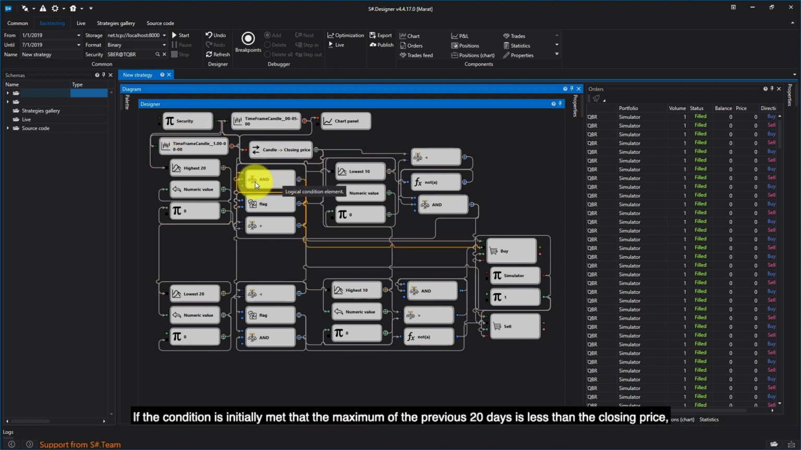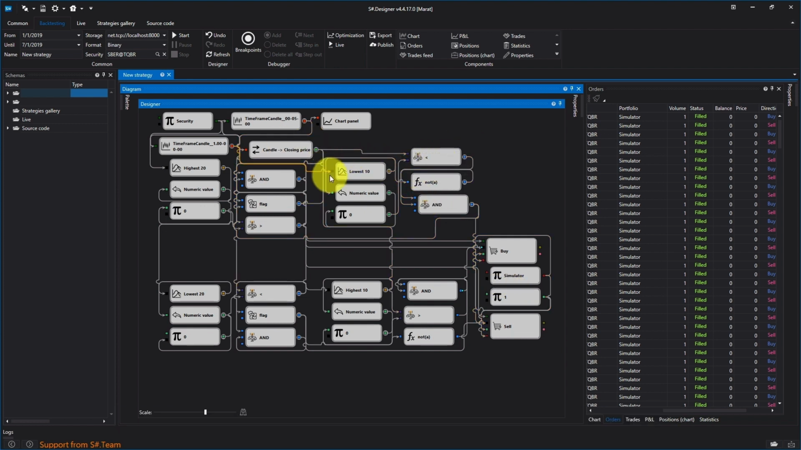If the condition is initially met that the maximum of the previous 20 days is less than the closing price, then the strategy opens a position with a buy while lowering the flag to prevent a second buy. The position is closed if the minimum of the previous 10 days is higher than the closing price of the 5-minute candle. With that, the flag is raised.